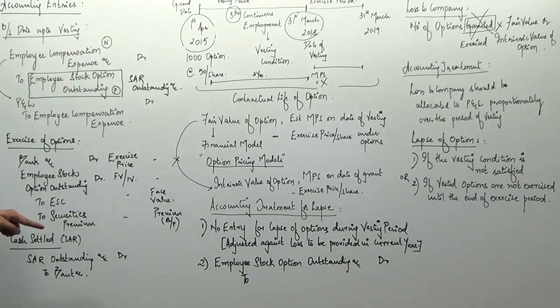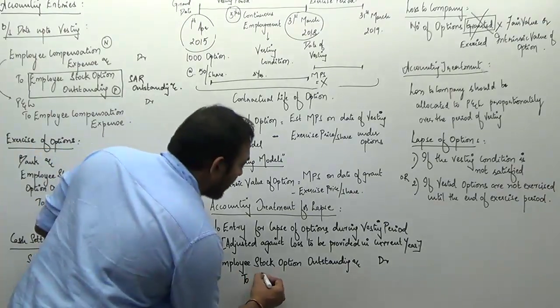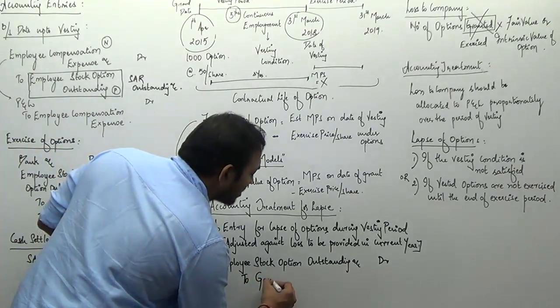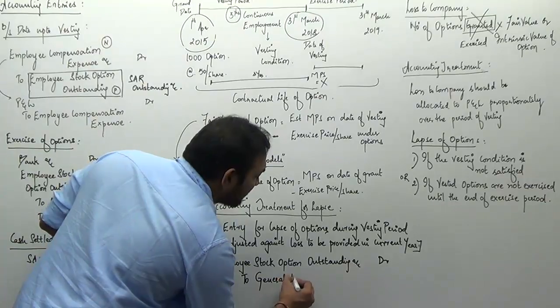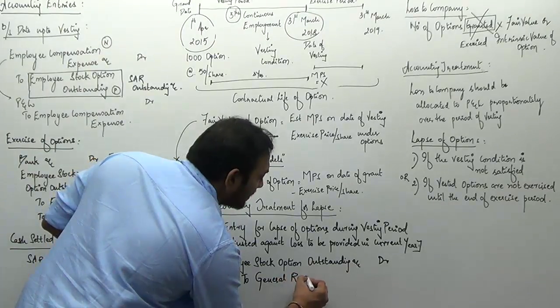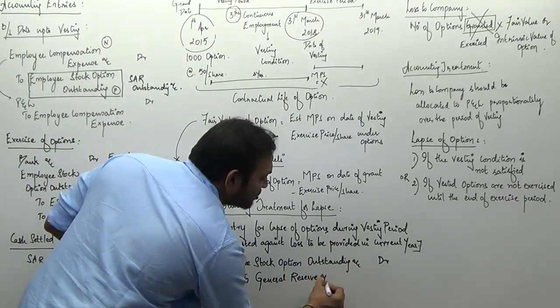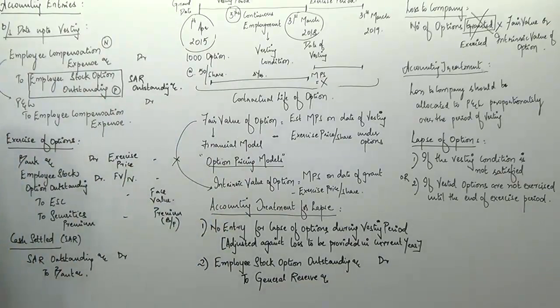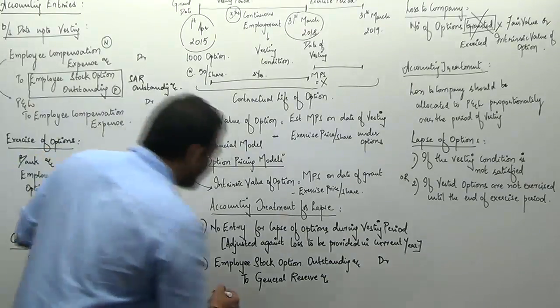But when are you recording this current entry? It is a lapse at the end of the exercise period. As on that day, I don't have any employee compensation expense at all. It is a profit, but directly take it to general reserve. Do not impact the P&L in any way. It is an extraordinary non-trade item, so I don't want to put it to P&L. I'll directly take it to general reserve.